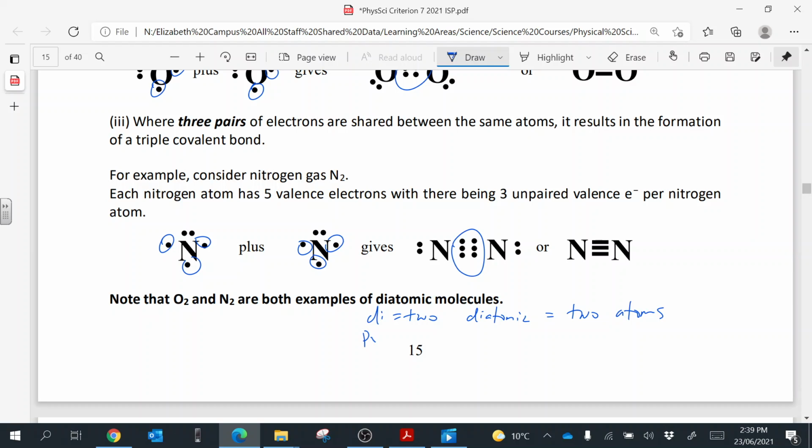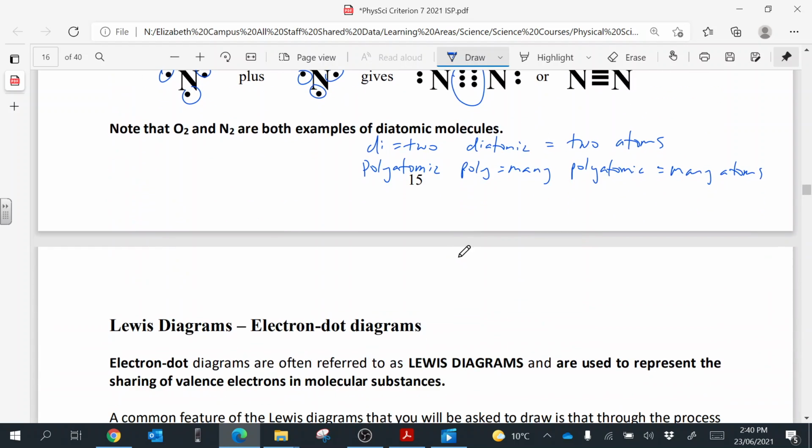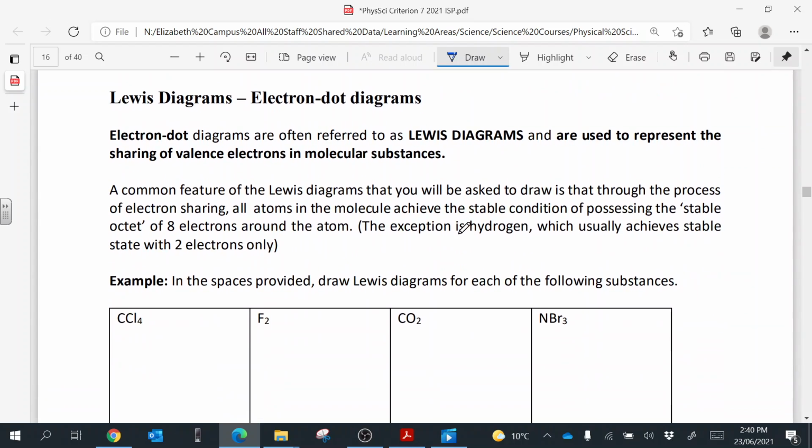Another term you might come across is polyatomic. And poly equals many. So polyatomic equals many atoms. Okay, so they might be some terms you might come across. And we'll have a look more closely at Lewis dot diagrams in the next lecture.